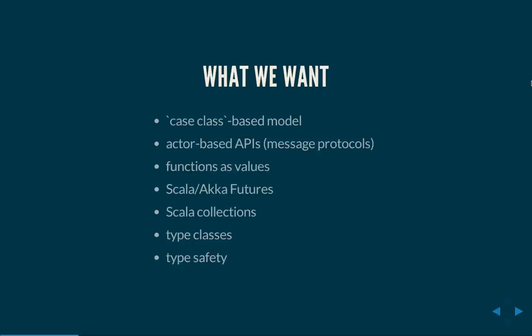And if you have an API from a library that supports that programming model, then that's much more natural for you. Functions as values are something that we're used to from the Scala side, which are nice to have also on an API surface, because it makes many things much easier. And of course, we have Scala and Akka futures that we've become used to, which are great. The Scala collections, as I already mentioned, are much more powerful and richer than their Java side counterparts.